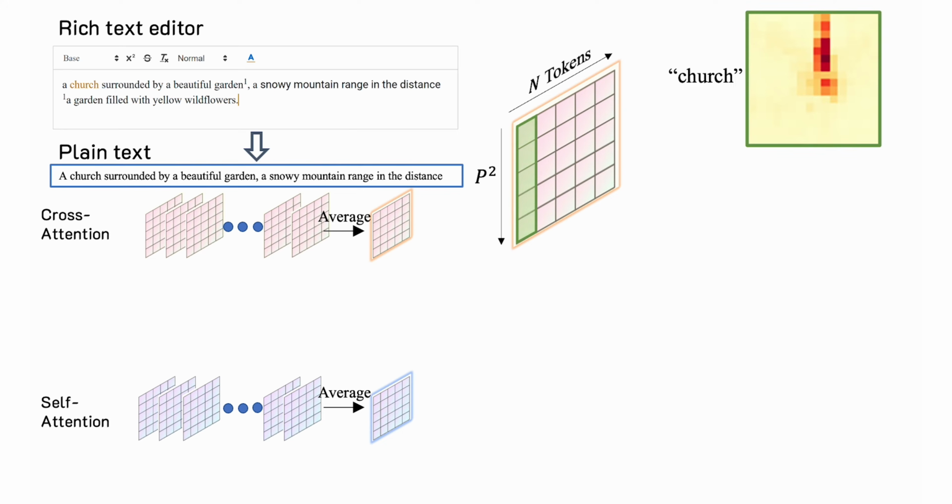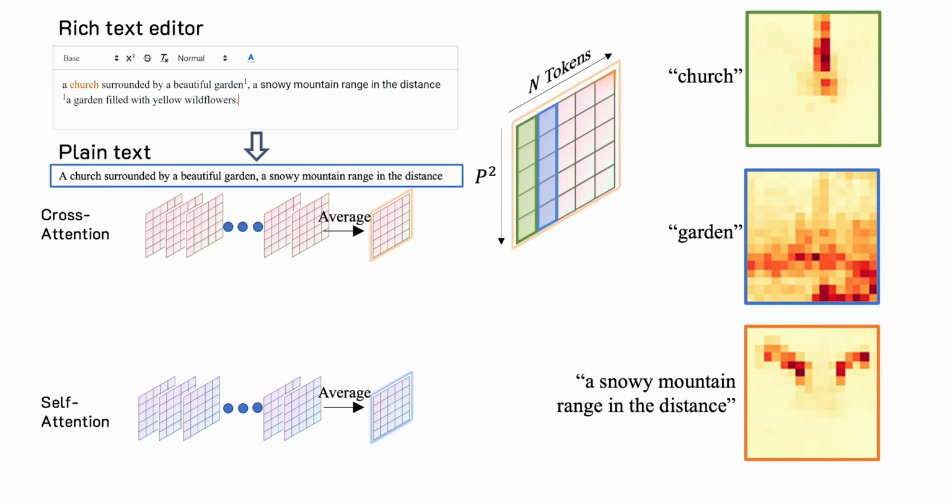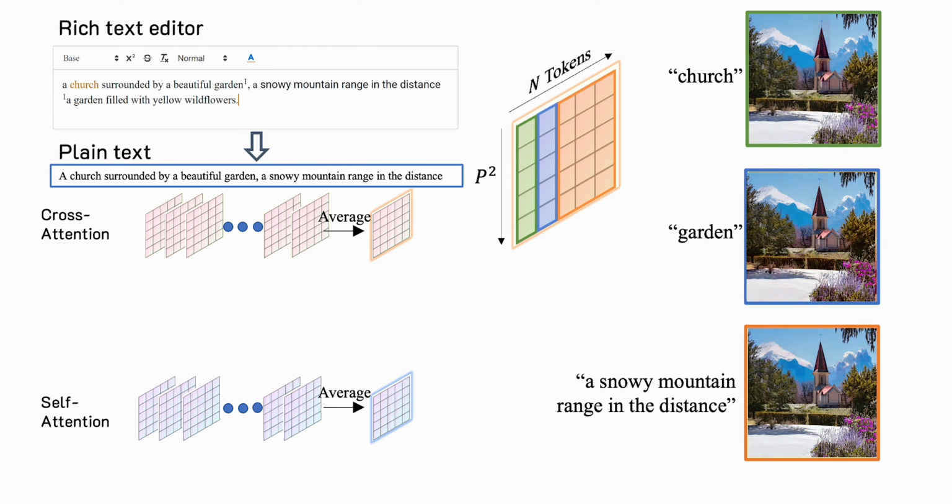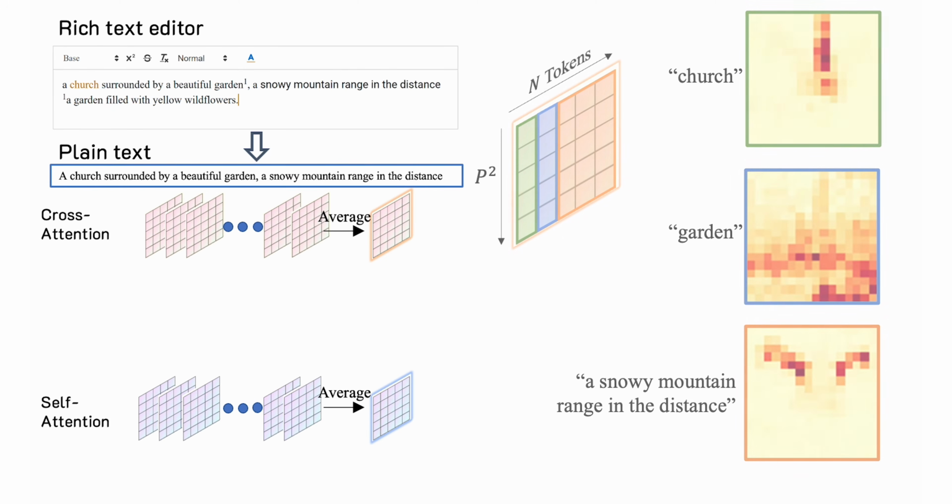If we take a column and reshape it back to the size of a 2D image, we can see that they encode the spatial extent of the text token. This is helpful for localized editing. Unfortunately, the localization from cross-attention maps is not precise, and thus often leads to visual artifacts.